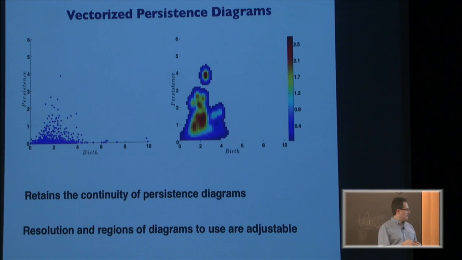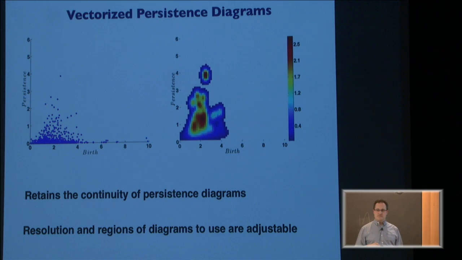And this is, I guess, good and bad. We have freedom to choose which region we want to focus on, what the resolution of the grid is, and what the variance of the Gaussian is. All these things are parameters that we need to choose, right? So this is the vectorization that we do.